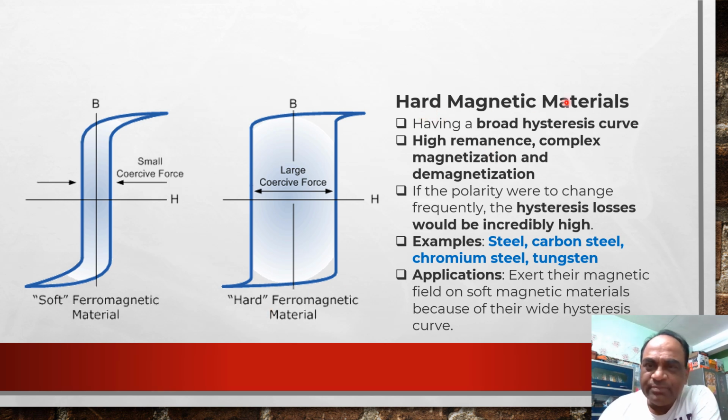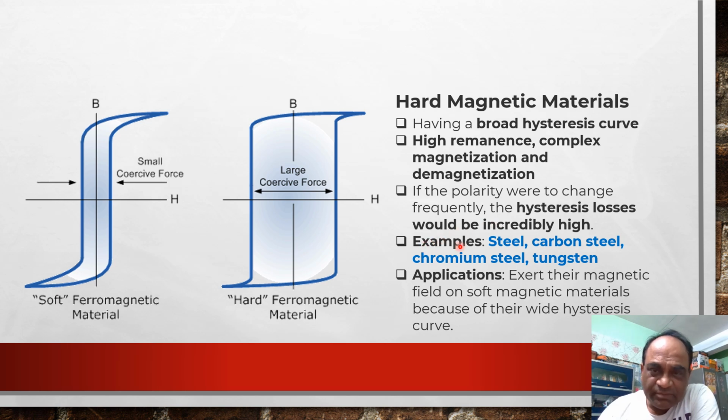Now next is the hard magnetic material. So what is this? Having a broader hysteresis curve, this type of material has high remanence, meaning the retaining capacity is higher as compared to soft magnetic materials. Complex magnetization and demagnetization for hard magnetic materials. If the polarity were to change frequently, the hysteresis losses would be incredibly high. So if you want to demagnetize them, that is not going to be easy for you.